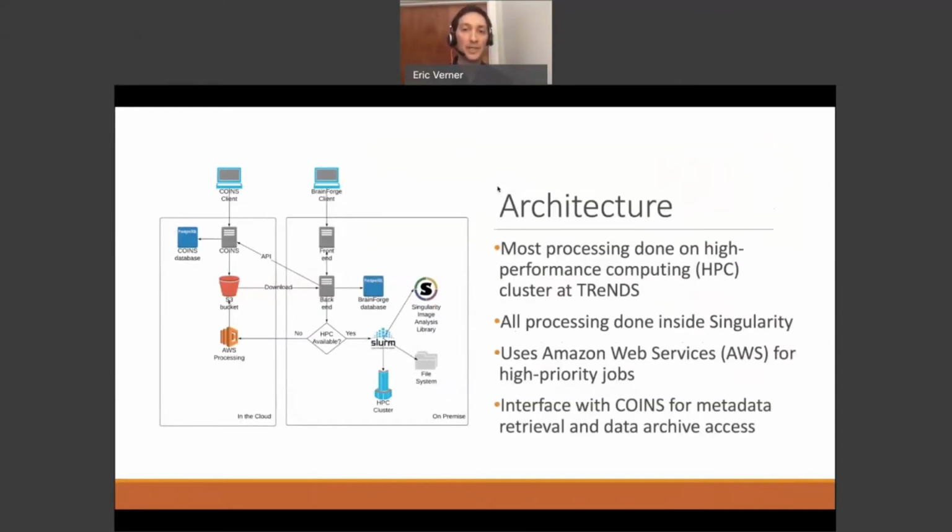Here's an overview of our architecture. You can see on the left is the COINS architecture. COINS is another study management product that TRENDS created about 10 years ago and is still using today. BrainForge integrates with COINS and pulls data collected by COINS so that the data can be processed inside of BrainForge. BrainForge has both separate front-end and back-end code bases and uses a Postgres database. We use SLURM as the executor on our HPC to run many analyses at once.